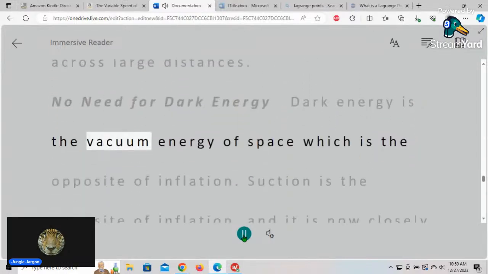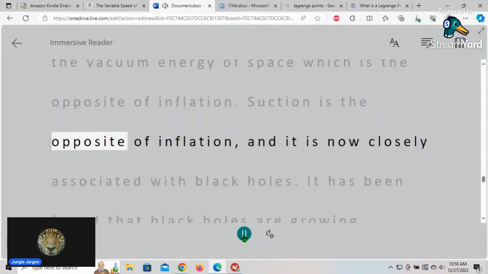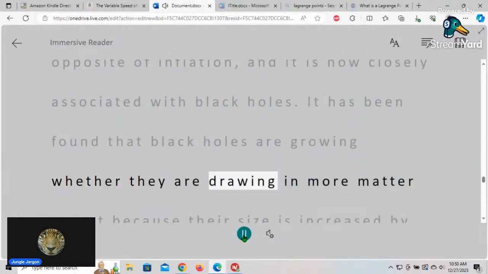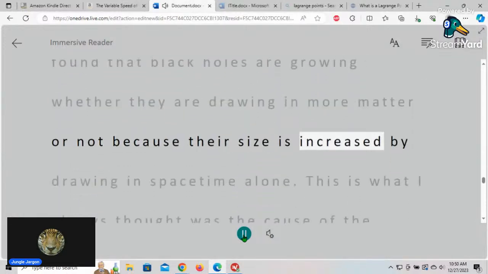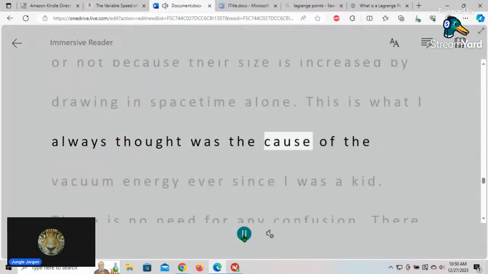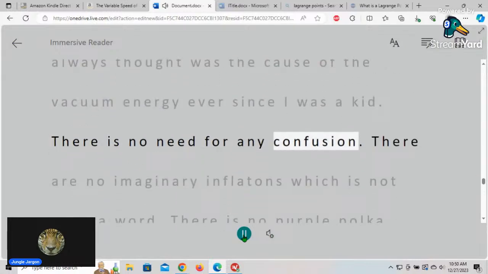Dark energy is the vacuum energy of space, which is the opposite of inflation. Suction is the opposite of inflation, and it is now closely associated with black holes. It has been found that black holes are growing whether they are drawing in more matter or not, because their size is increased by drawing in space-time alone. This is what I always thought was the cause of the vacuum energy ever since I was a kid. There is no need for any confusion.